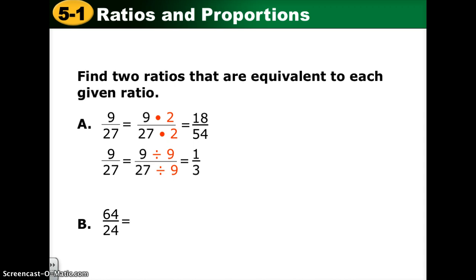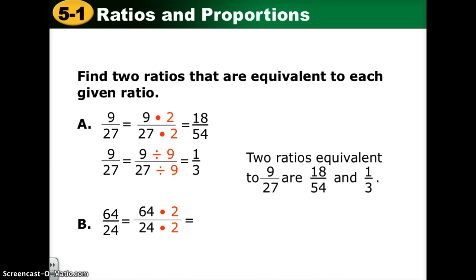Let's try 64/24. To get an equivalent ratio, multiply both numbers by 2, 128 over 48. Another option, divide by a number. 8 goes into both numbers, so we get 8/3. Notice that we keep them always as fractions because that's the way a ratio is written.